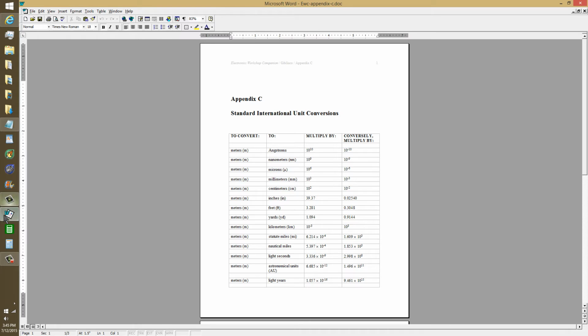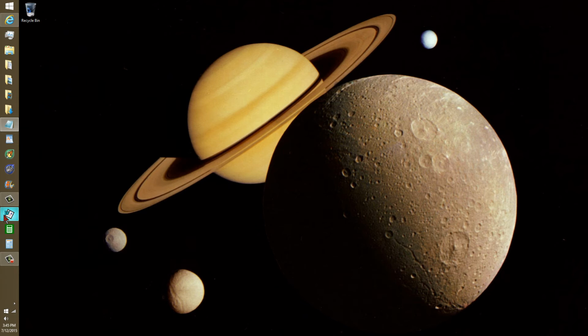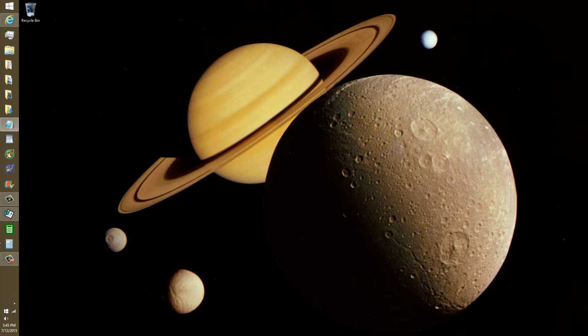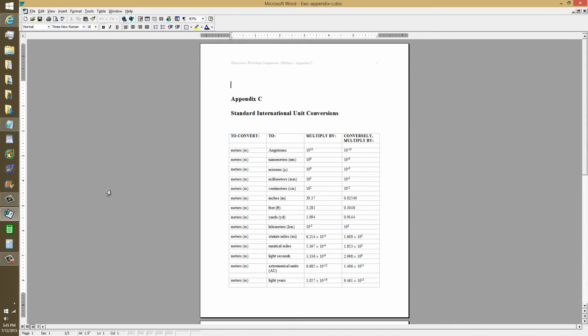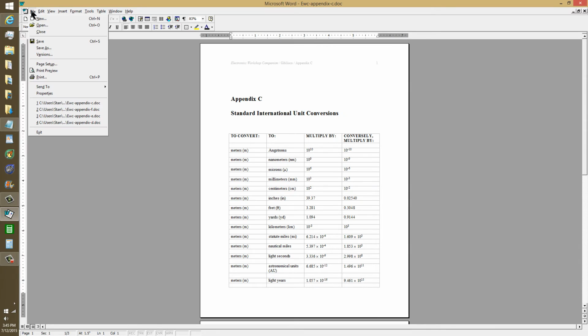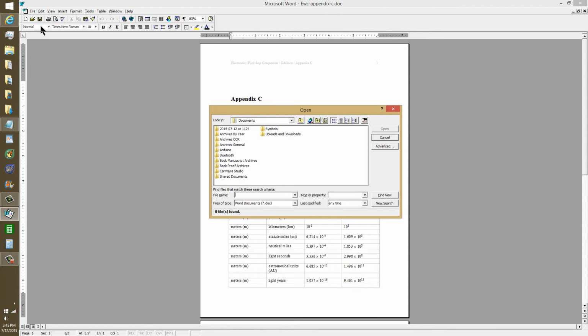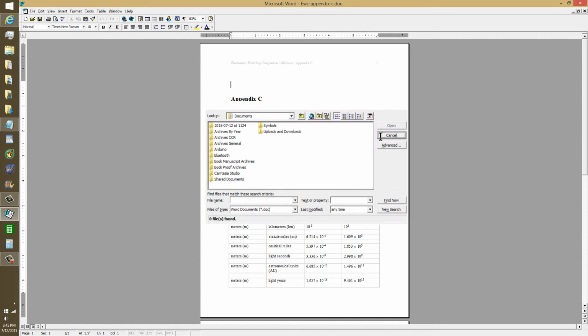So the next appendix I'd like to show you is appendix, well, let's see, I'm kind of forgetting how to do this here. File, open. I'm getting absent-minded in my old age. Oh, shucks. I know that there's a way to do this.